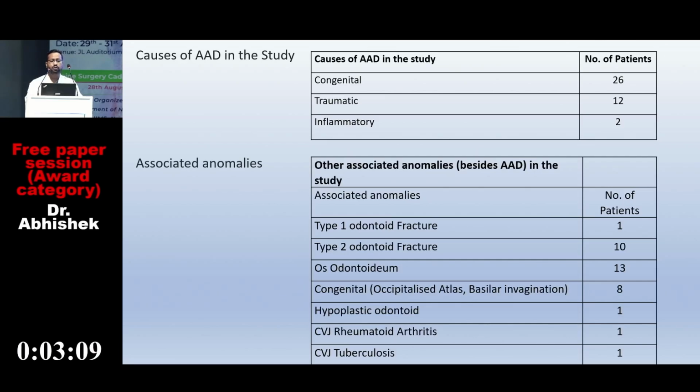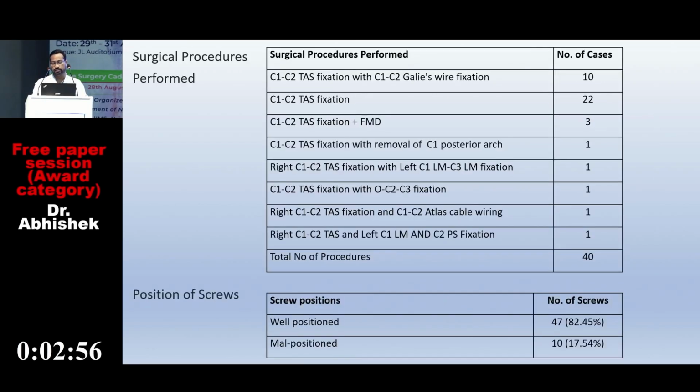The most common associated anomalies in these patients who had AD was os odontoideum in around 13 patients, followed by type 2 odontoid fracture, followed by congenital causes like assimilated atlas, BI, etc. Now, surgical procedures which were performed in these patients: more than 50% of the patients underwent C1 C2 transarticular fixation standalone screw placement. Around 10 patients underwent C1 C2 transarticular fixation with C1 C2 Gallie's wiring, and 3 patients underwent C1 C2 transarticular fixation with FMD for associated Chiari malformation.